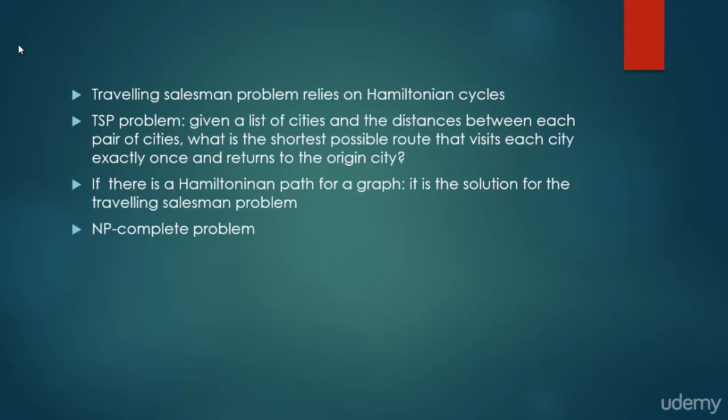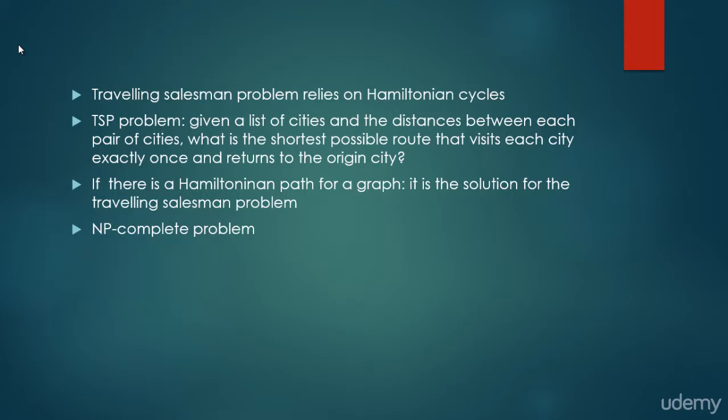And we can come to the conclusion that if there is a Hamiltonian path for a graph and a Hamiltonian cycle, because we want to get back to where we started, it is the solution for the traveling salesman problem. So if we can get the Hamiltonian cycle, then we get the solution of this traveling salesman problem. And because finding the Hamiltonian cycle is an NP-complete problem, finding the solution for the traveling salesman problem is also NP-complete. There's another chapter where I'm going to talk a bit more about the traveling salesman problem.